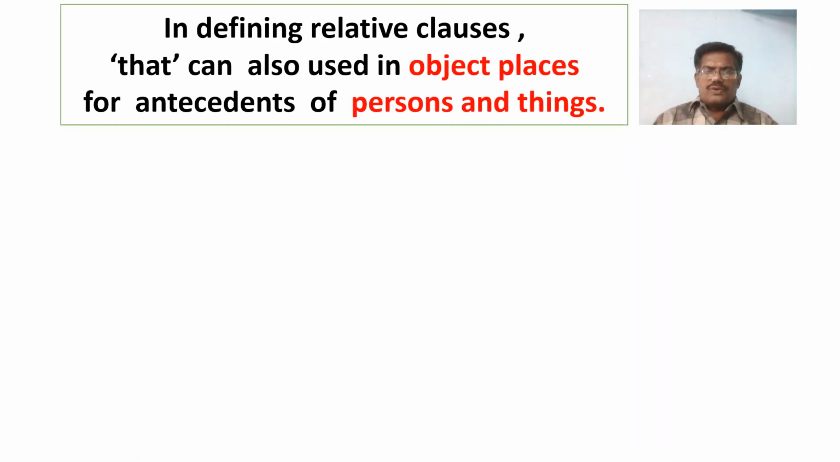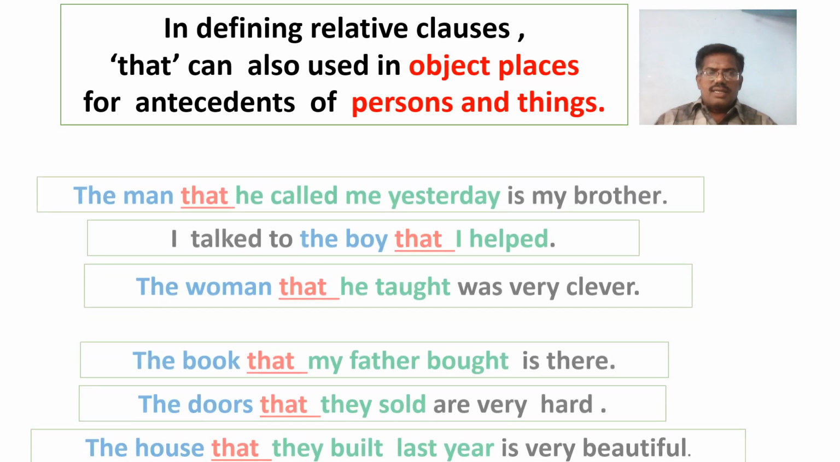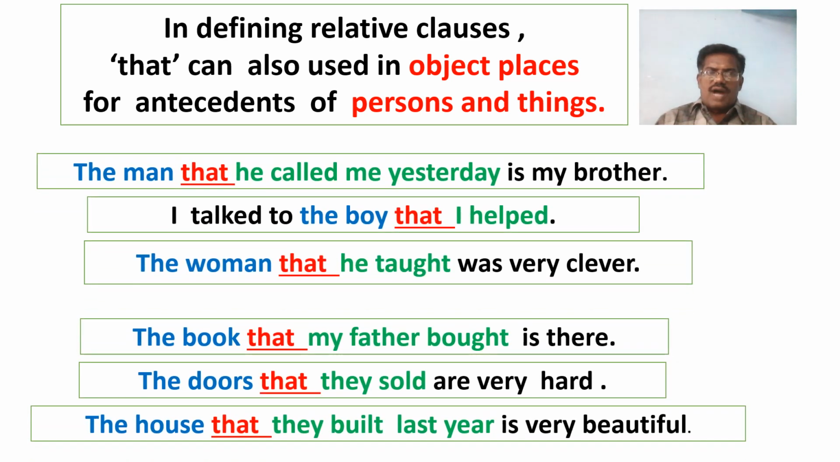That can also be used in the object places for persons and things in defining relative clauses. In the following sentences, we can find defining relative clauses. In the first three sentences, that is used in the object places for persons. In the rest of the three sentences, that is used in the object places for things. Here, one important thing is that if we want, we can drop that.